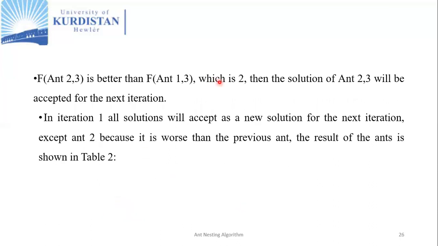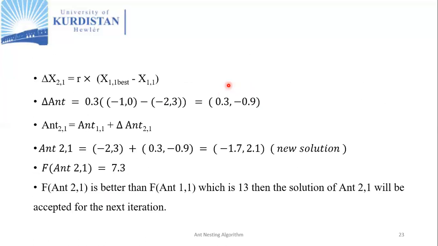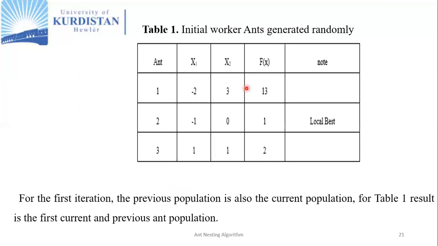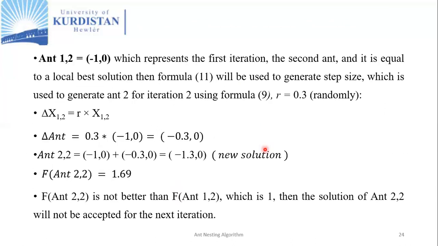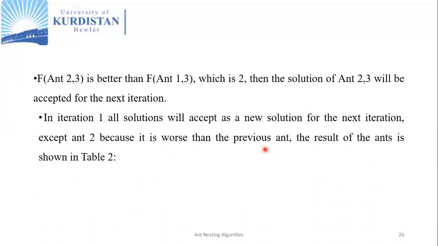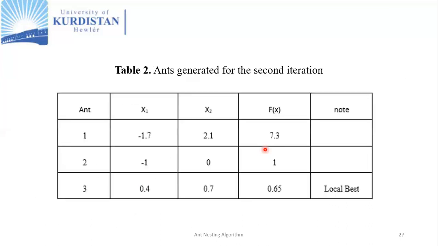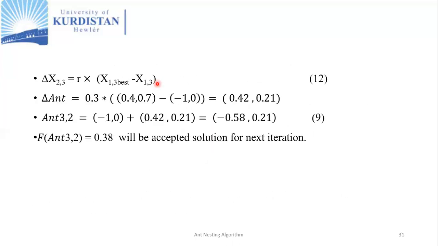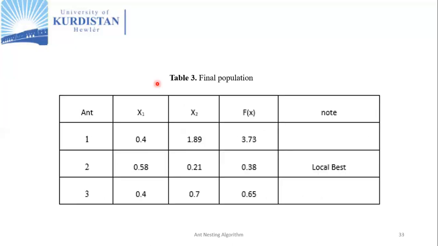Once you found the new solution, get the fitness for it, 0.65. 0.65 is less than 2, which it had. So this solution will be accepted. So in this case, the table has been changed. You can see the table has been changed.